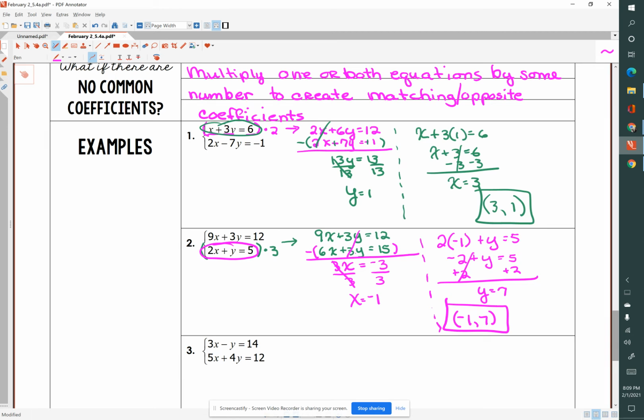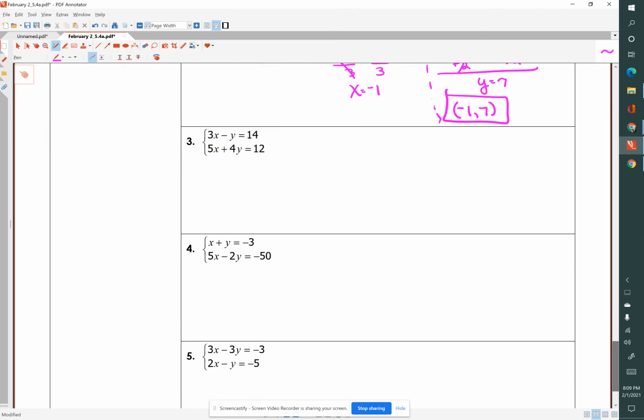Okay, problem number 3. We have 3x minus y equals 14 and 5x plus 4y equals 12. So I think what I'd like to do is eliminate the y's. So I will multiply the first equation by 4. And let's rewrite those equations. 4 times 3 is 12x. 4 times negative 1 is negative 4y. And 14 times 4 is 56. So let's not forget we have to multiply all terms in the equation.